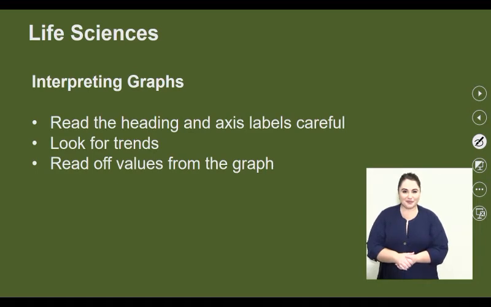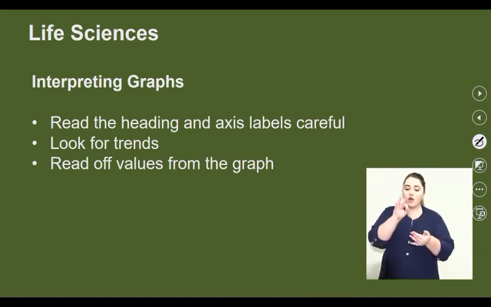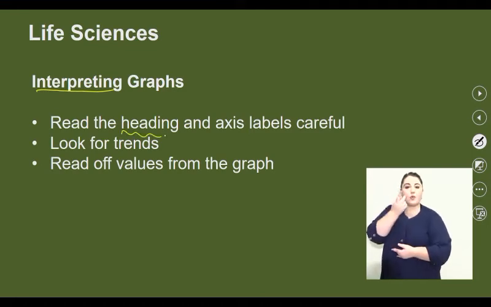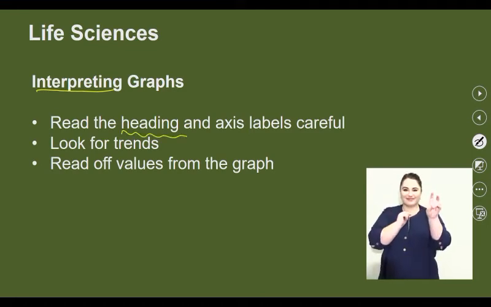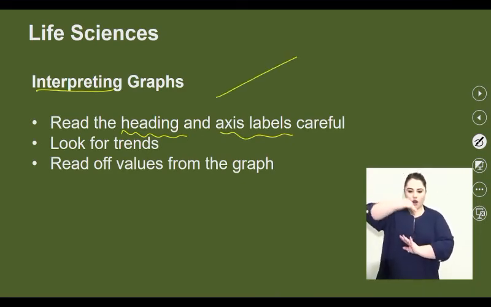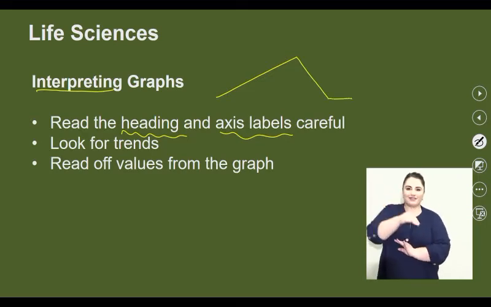So let's look at an example of that. So how will you interpret a graph? When you want to understand what's happening, you want to first of all look at the what? The heading. And then you look at the axis. That's immediately where you focus your eyes. And then you see, is the line going up or is it coming down? It means something is decreasing, or is it staying the same? It's telling me a story.